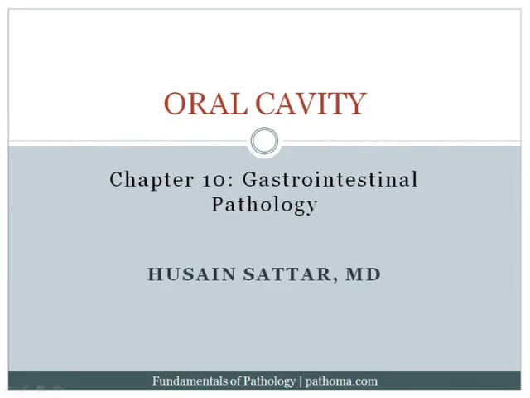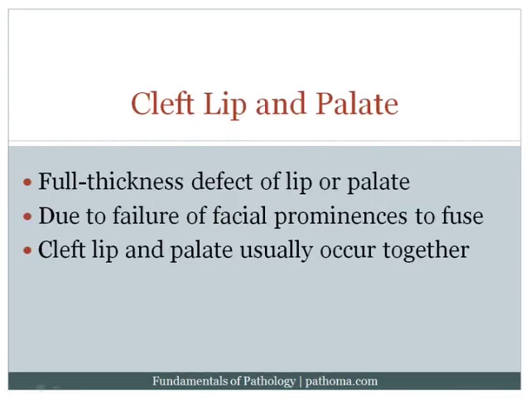Okay, GI pathology. The very first section that we're going to talk about is oral cavity. And the first lesion that we want to discuss is cleft lip and palate. This is a full thickness defect of the lip and or the palate. Usually a cleft lip and palate will occur together.